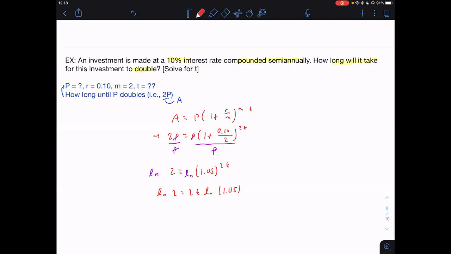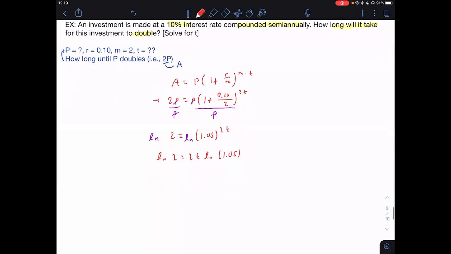Okay. And so on the right-hand side, we have 2 times T times the natural log of 1.05. We're trying to solve for T. So now let's divide everything that's being multiplied by our variable of T. So we're going to divide both sides of our equation by 2 times the natural log of 1.05. So dividing everything by the factors multiplying T. Okay, so here the 2's cancel out, the natural log cancels out, and we're left with T equals the natural log of 2 divided by 2 times the natural log of 1.05.